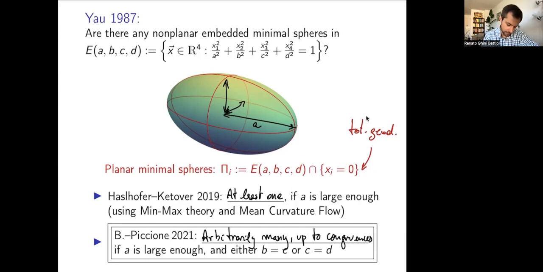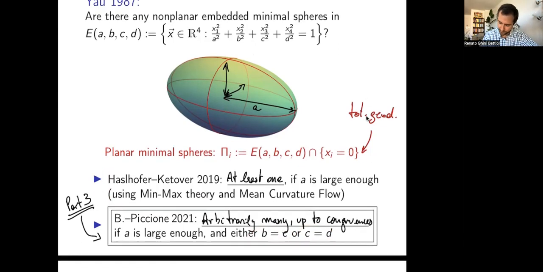So in this result here, no further symmetry assumption is needed. They do not need B equals C or C equals D, but they only produce one solution. We have a stronger set of hypotheses, but we produce arbitrarily many solutions. More precisely, the number of solutions goes to infinity as A goes to infinity. And I'll discuss this in detail in the third part of the talk, actually. So this will be discussed in part 3 of the talk.